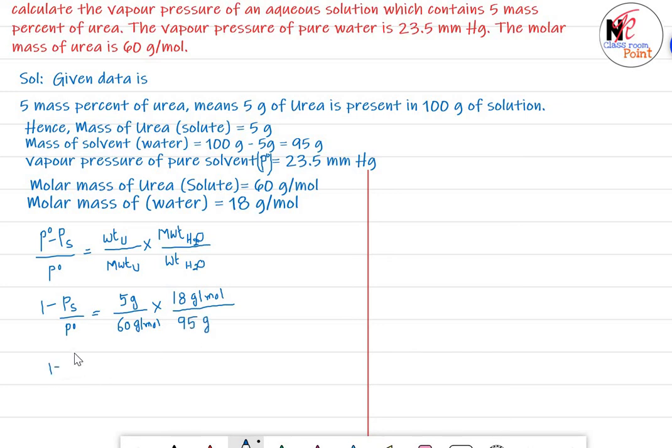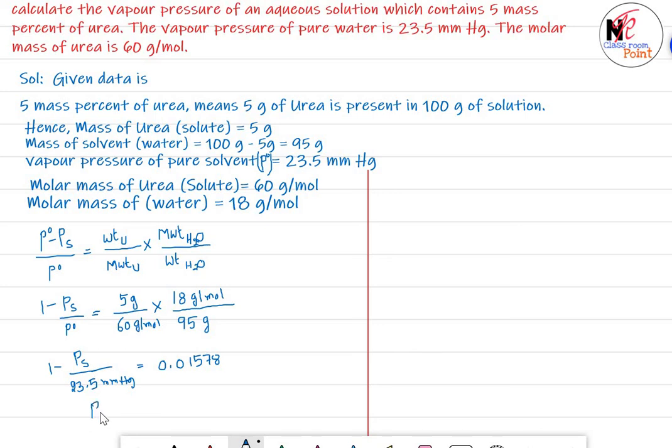So now let's write 1 minus PS, which is the vapor pressure of the solution, divided by the solvent vapor pressure, which is 23.5 millimeters of mercury. This is equal to, after solving all this, we shall get a value of approximately 0.01578. So now let us rearrange everything.